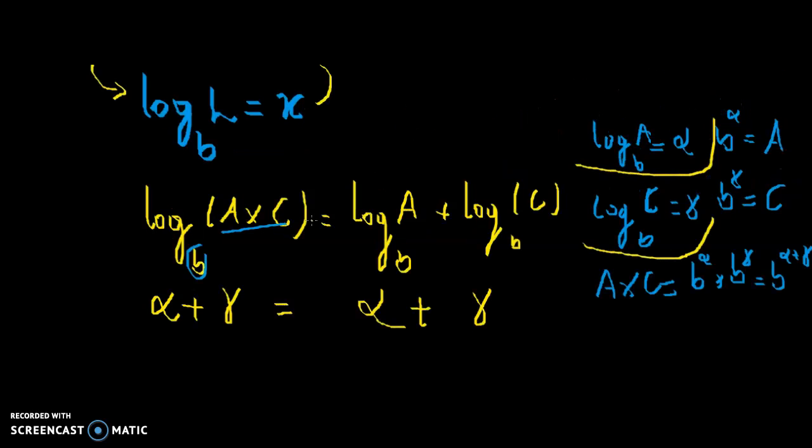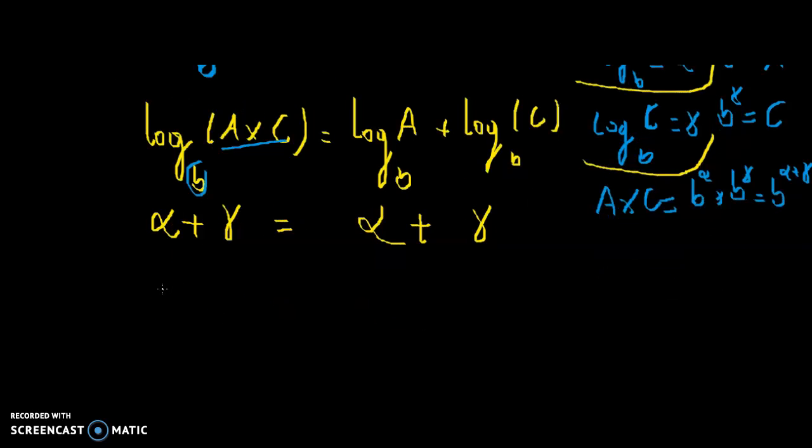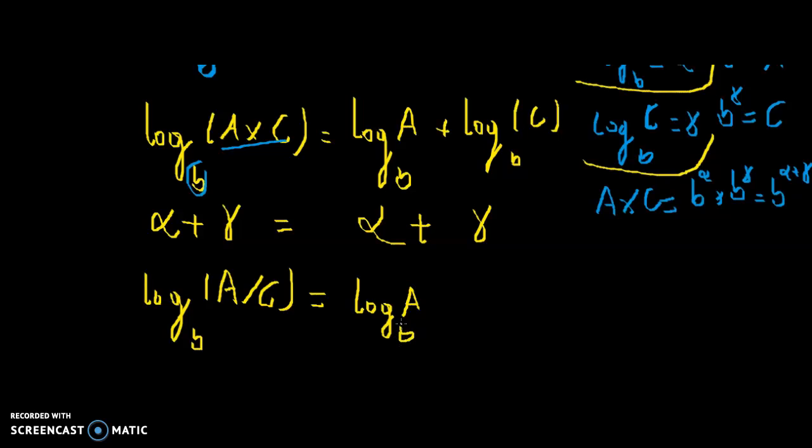And now let's quickly apply this same idea to the quotient of a and c. So if I have the log of a divided by c on the base b, the property of the quotient says that I can rewrite it as the log of a on the base b minus the log of c on the base b.